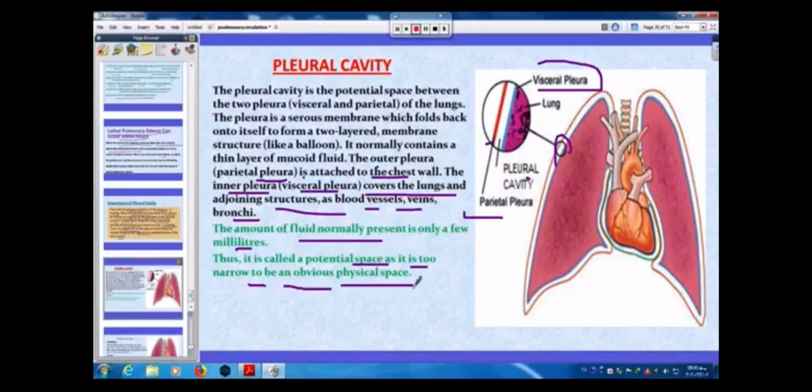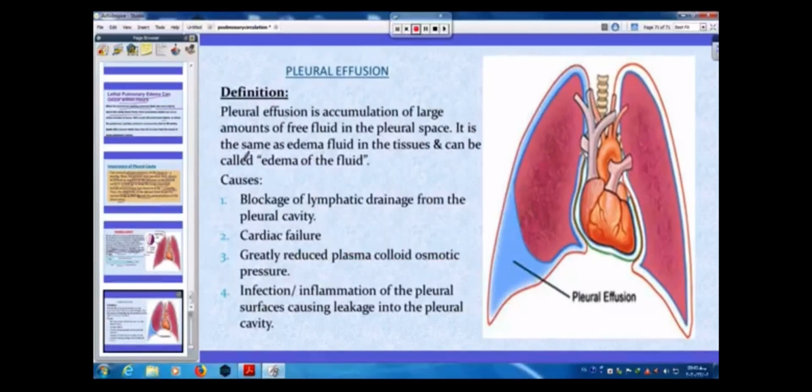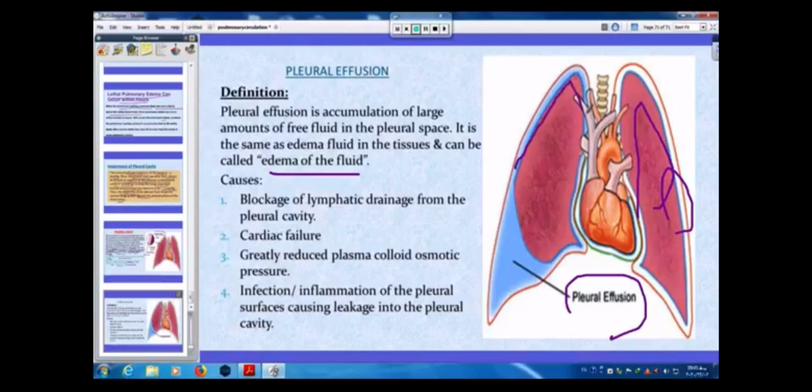Finally, you can see here the pleural effusion concept definition. Pleural effusion is the accumulation of large amounts of free fluid in the pleural space. It is the same as edema fluid in the tissues, and can be called edema of the fluids. You can see in this figure the normal lung and normal pleura, and here the lung is collapsed, and the pleural effusion is present, and the pleura is abnormal.